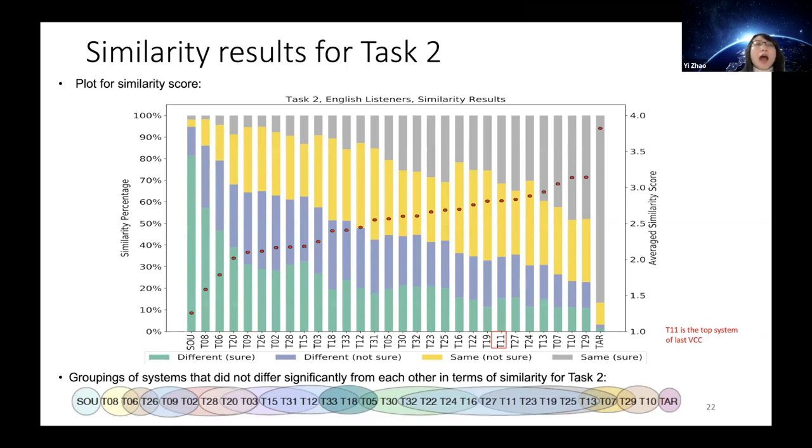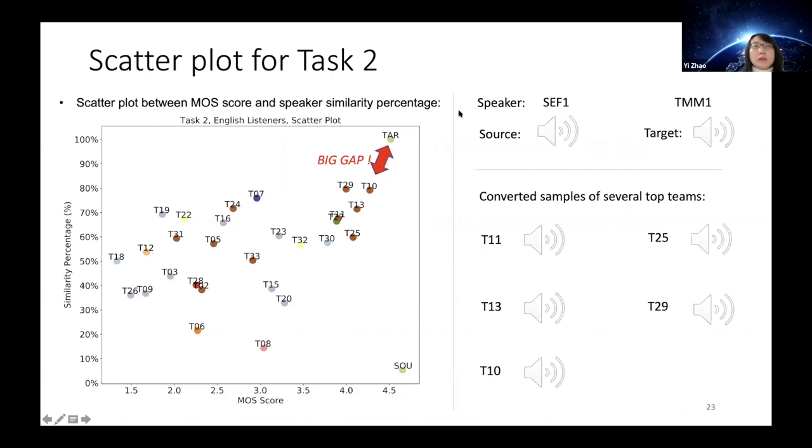Next page. This figure shows a scatter plot matching naturalness and percentage of similarity to the target speaker of task two. We can see that there was an obvious gap between natural speech and VC systems. Please play the samples.